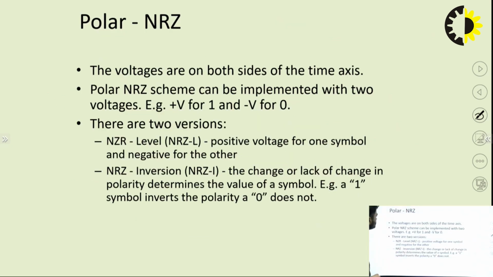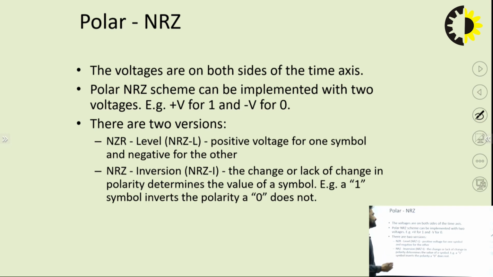Now next comes our polar NRZ. These are the different types of line coding techniques that are used to represent our digital data. These line coding techniques are used in different kinds of applications. For ASK and for PSK we use different kinds of line coding techniques. Suppose in ASK we use unipolar NRZ, and for PSK we use polar NRZ.